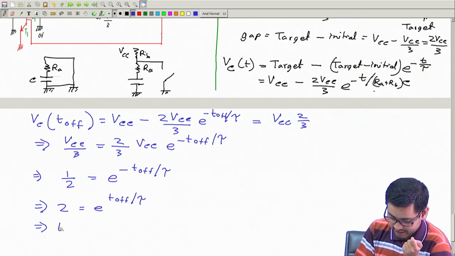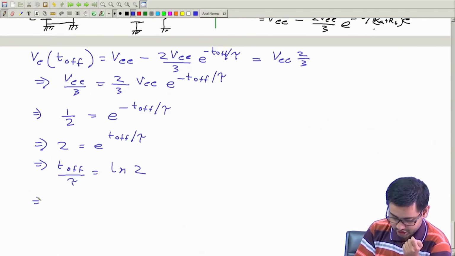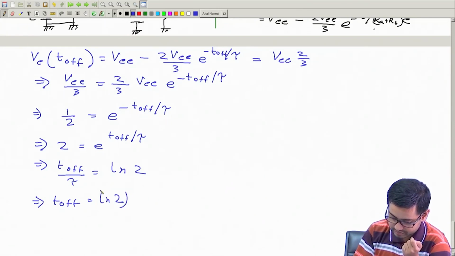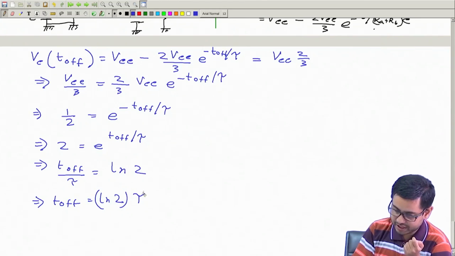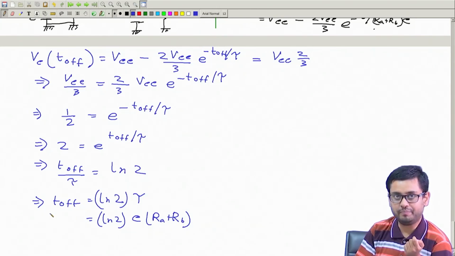From this, t off by tau is equal to, let's take log, ln 2, log on this side, log on this side, and from this we write t off is equal to ln 2 multiplied by tau, and tau is nothing but C times RA plus RB. So this is the off time.